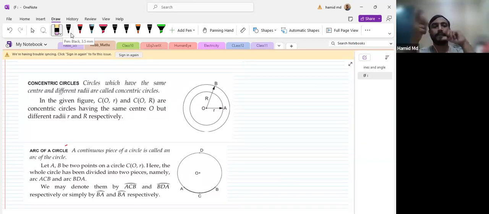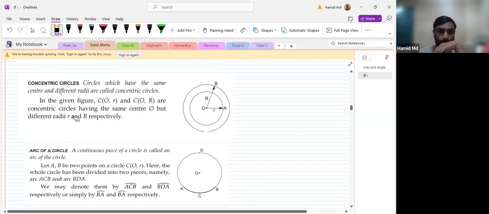No, they're not concentric. So your definition was like that only. Your definition was not complete, right? Yeah, the circles have the same center but different radii. That is written: center O, one has radius small r, center O, one has radius capital R. Okay, got the point? Yes, sir.